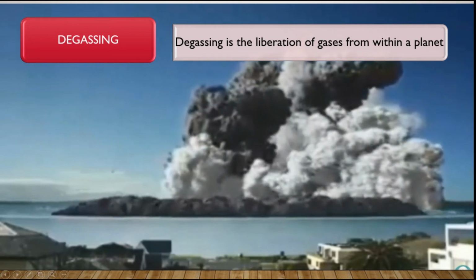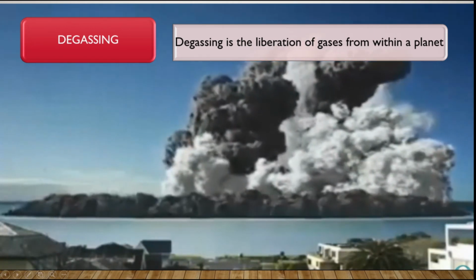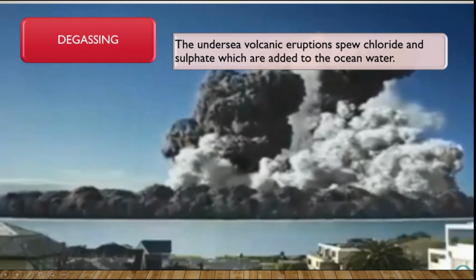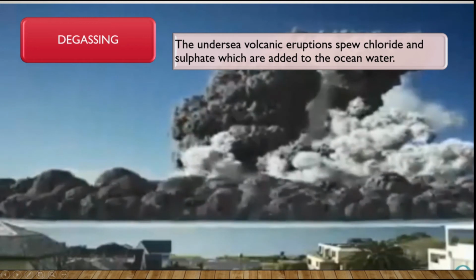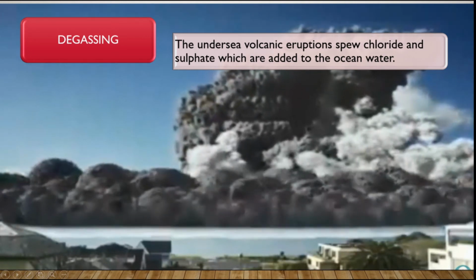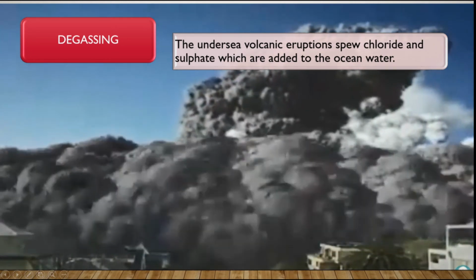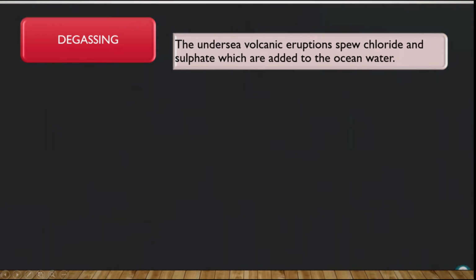You know that there is frequent volcanic activity along the plate boundaries. The undersea volcanic eruptions spew chloride and sulfate, which are added to the ocean water. These volcanic eruptions emit various gases from the interior, which get mixed up with the ocean water.